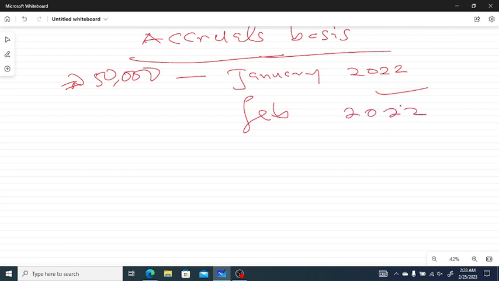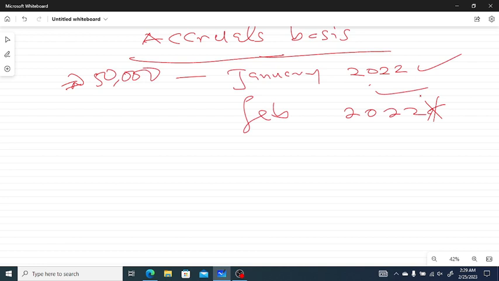So what this accrual basis is saying is you have to recognize this 50,000 naira as revenue in January, not in February, where you receive the cash. You have to recognize it in January. That is where the transaction actually took place, and all the costs and expenses that relate to this sales, you are also to recognize them in January 2022, not in February 2022. That is what this accrual basis or concept is all about.